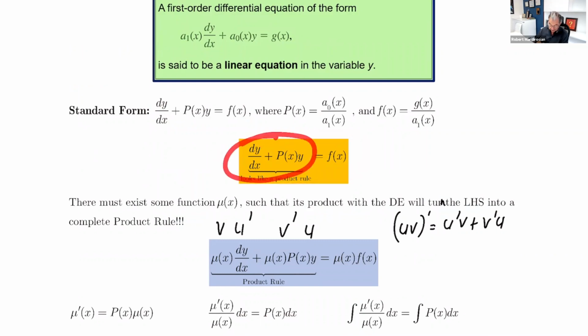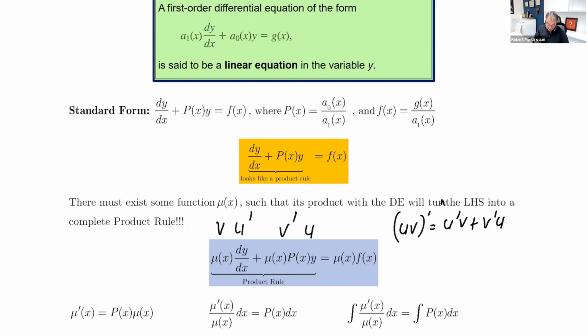Now, if you look at this, this looks like a product rule of differentiation. So you have dy/dx plus a function times y equals f of x. Just to refresh your memories of the product rule, the derivative of u times v, and I wrote it like that, (uv)' is u prime v plus v prime u from calculus, the product rule.